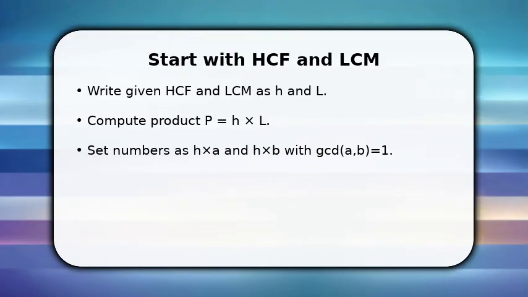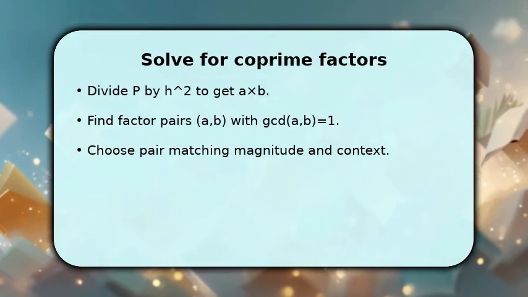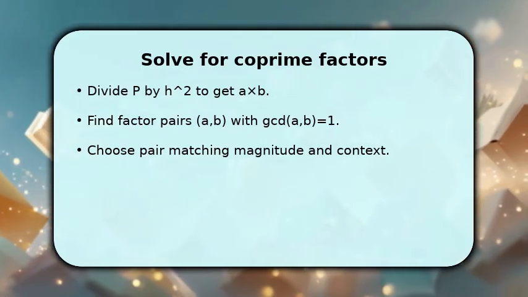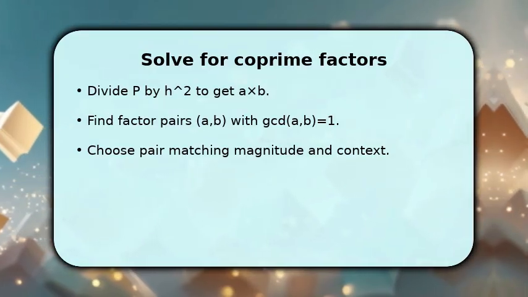Now divide P by H squared to obtain the product A times B equals HA times HB slash H², equals P slash H². Then list factor pairs of that quotient and test each pair for GCD equal to 1. Only coprime pairs are valid.